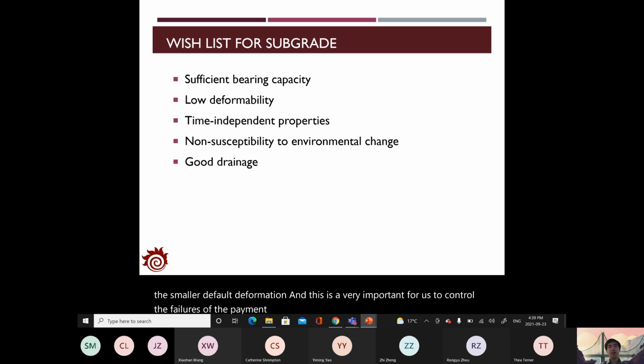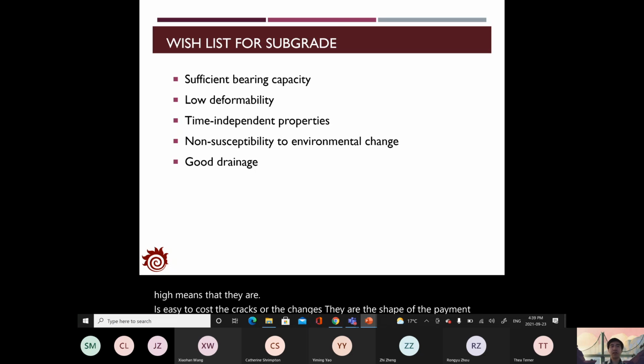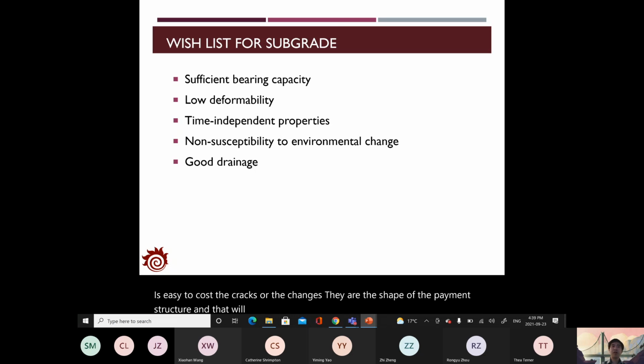If the deformability of the subgrade layer is high, it's easy to cause cracks or changes in the shape of the pavement structure, and that will cause distress of the pavement design and even result in the structural failure of the pavement structure.